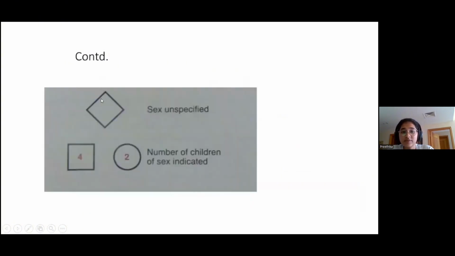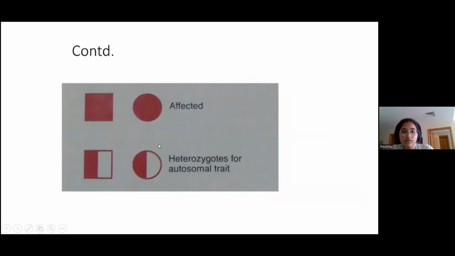If the sex is unspecified, if you're not sure, let's say two generations ago, you know that another child was born to your grandparents, but you don't know the gender, then we use the diamond symbol. And then the number of children of sex indicated. This would just be the numbers, if there are too many kids and you don't have to look into each one of them.